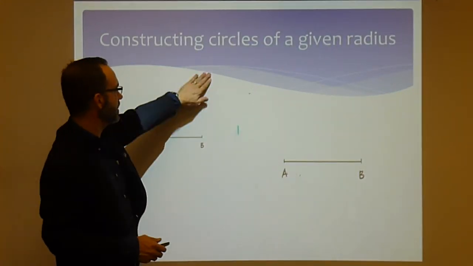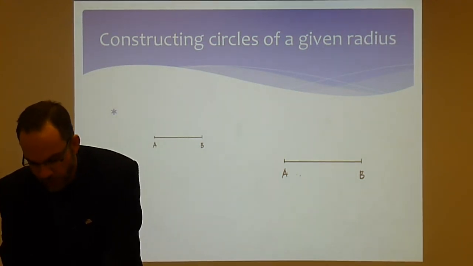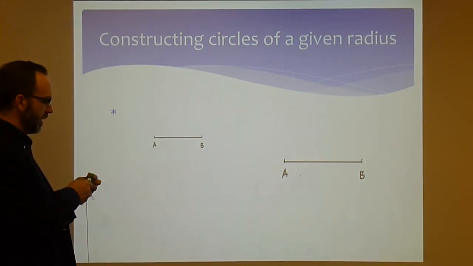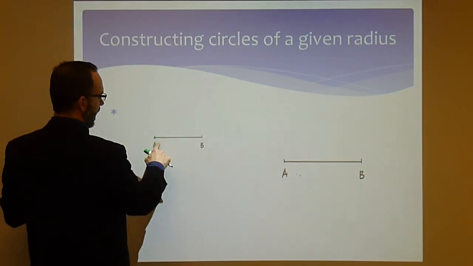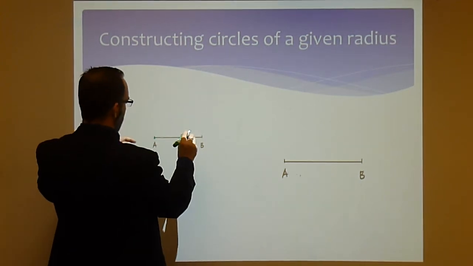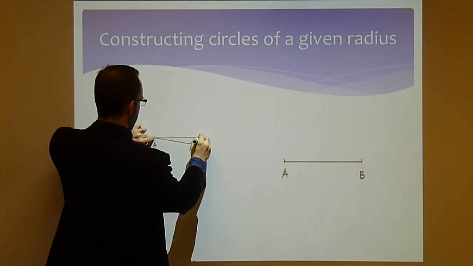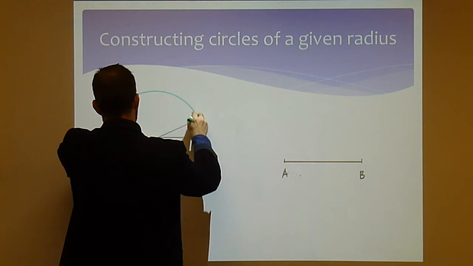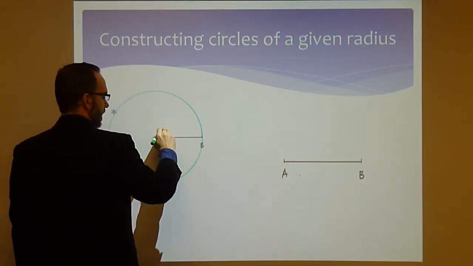Constructing circles of a given radius. This is fairly straightforward, okay? All I'm going to do is take my compass and open it up so that I've got my spike on one end and my pencil tip on the other, and then just draw a circle. So what if I want a circle with a center at A and a radius of AB? Extremely easy. Open up your compass, spike at A, pencil point at B, and then draw yourself your arc. Okay, there you go. And again, this is the radius here.